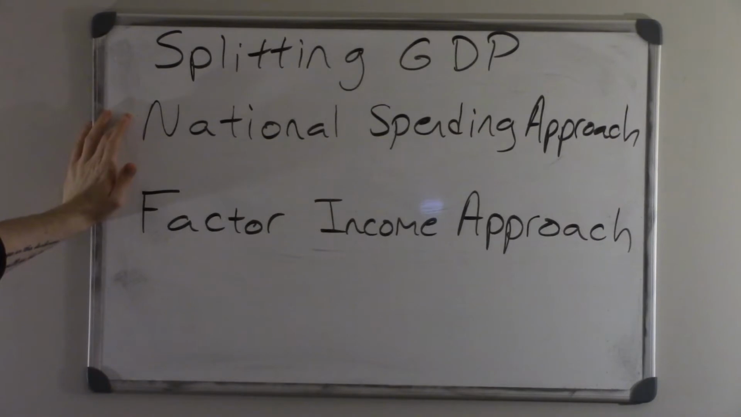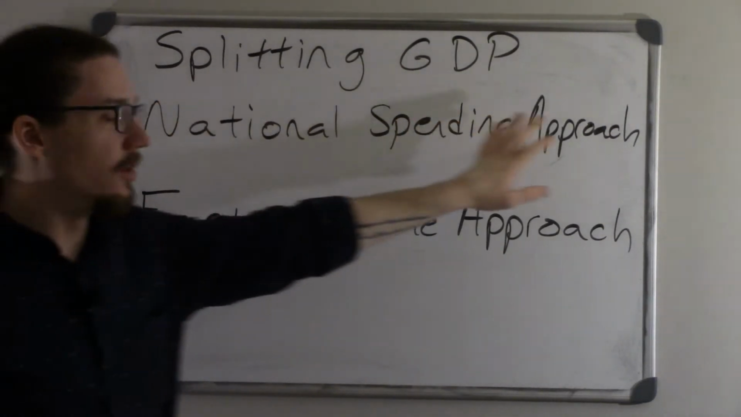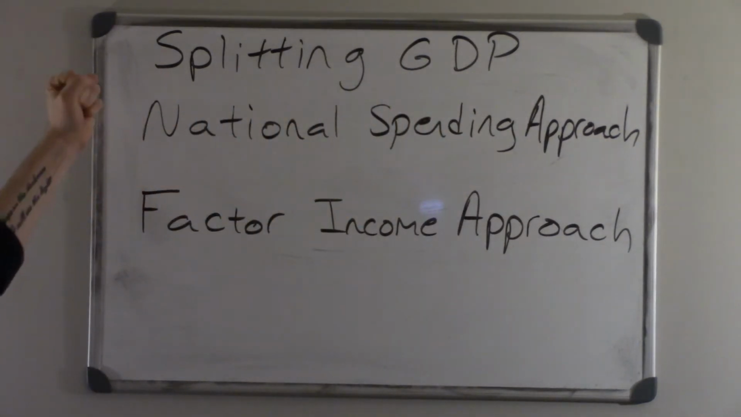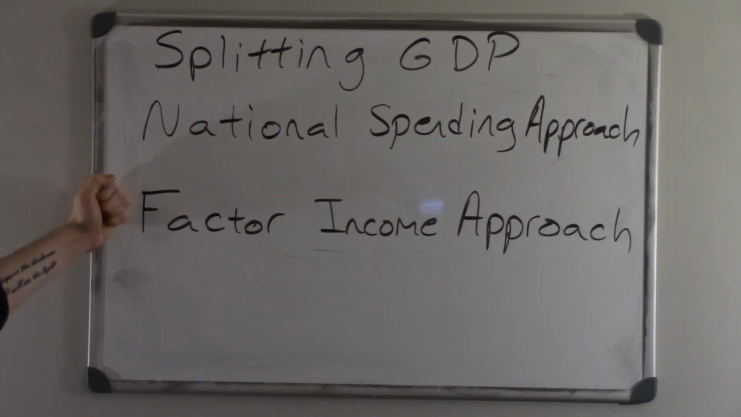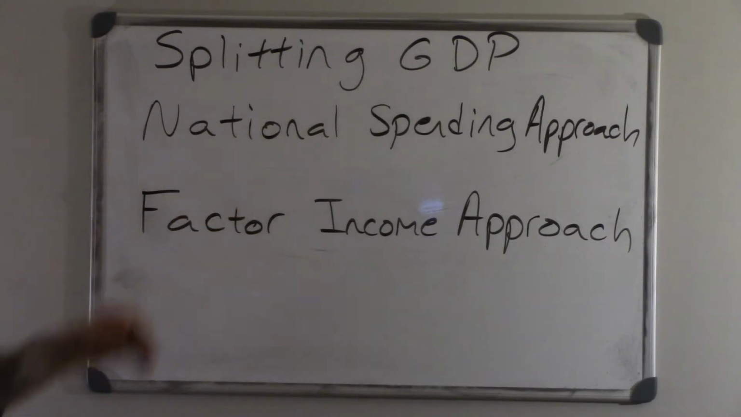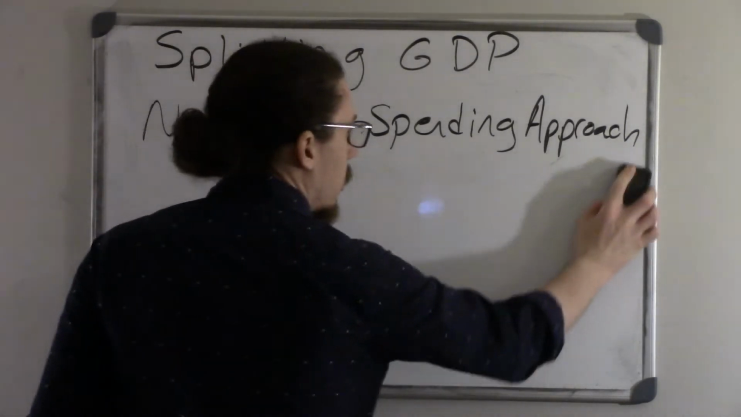We have the national spending approach. This one is by far the more commonly used, and this is the one that we are going to spend the most time talking about. We're probably not going to talk that much about the factor income approach, but we will introduce it and talk about it a little bit. But the national spending approach is by far the more important of the two and the more commonly used. So those are the two approaches. Let's take a little more of a look at them.